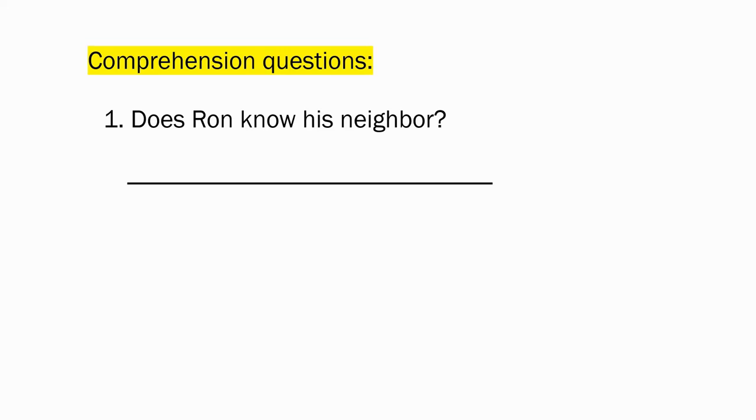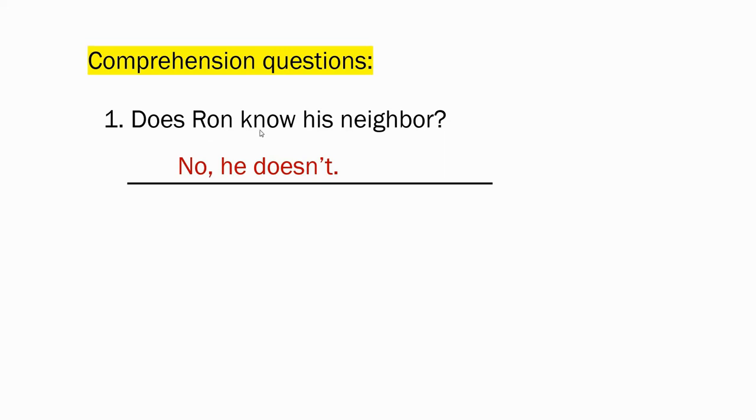Answer. Does Ron know his neighbor? No, he doesn't. Since the answer here is negative, it is no, we have to add not after the verb does. No, he doesn't. And we use does because our subject is singular.